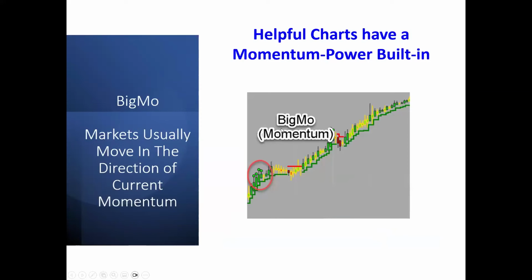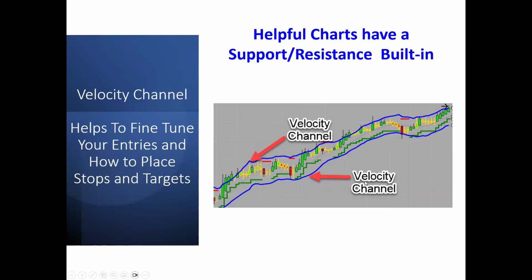And also we have an indicator called Big Mo, which stands for momentum. The Big Mo is going to put green dots on the screen when we've got up momentum and red dots for down momentum. Typically, markets will trade in the direction of momentum. And then finally, we've got the velocity channel, which is the blue lines above and below the price area.